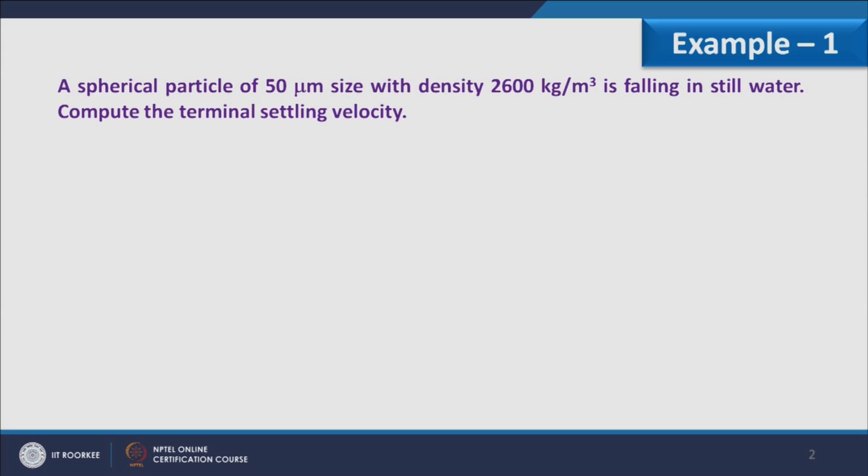It says a spherical particle of 50 micrometer size with density 2600 kg per meter cube is falling in still water. What we have to compute is the terminal settling velocity of the particle. So to calculate terminal settling velocity, we should know the region in which the particle is falling, whether it is laminar region or turbulent region. When you see the language of this question, it will speak about the region on its own.